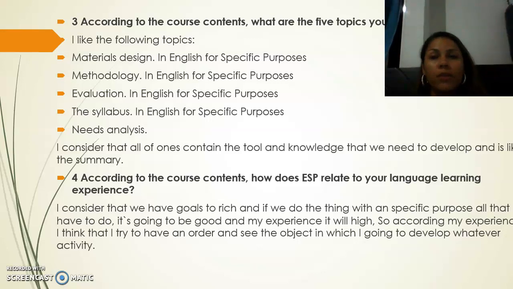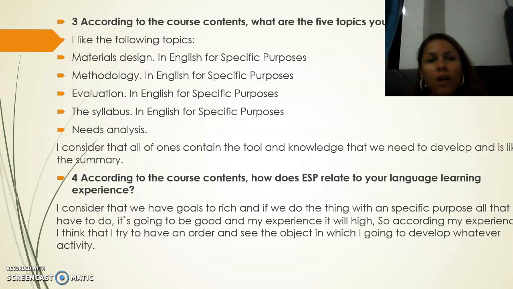So, for example, materials design is how to design materials with a specific purpose, which makes sense with the methodology. We need a specific methodology to explain, to teach, and of course to learn. I consider that both have the same functions. And the third, evaluations. For me, I consider that having a technique to evaluate knowledge is very important to create. And the syllabus and analyzing all of that. So for me, I consider that all of them contain the tools and the knowledge that we need to develop, and it is like the summary.